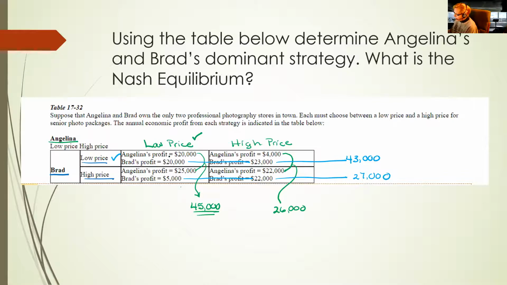Because they're in the same cell, if you will, low price, low price, we can now determine the Nash equilibrium, and I'm going to put that in red. So the Nash equilibrium will be low price, low price.